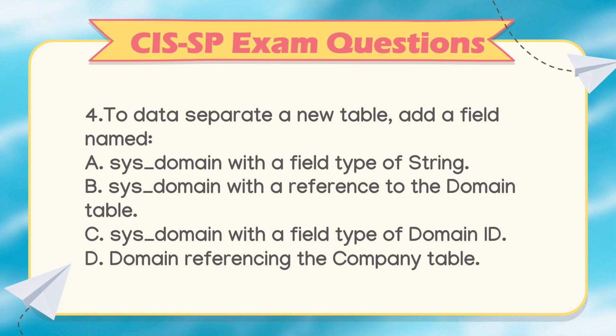4. To data separate a new table, add a field named: A. SYS_domain with a field type of string. B. SYS_domain with a reference to the domain table. C. SYS_domain with a field type of domain ID. D. Domain referencing the company table.